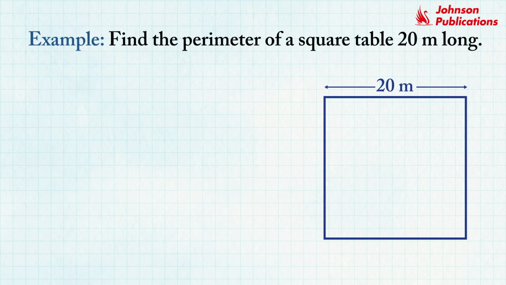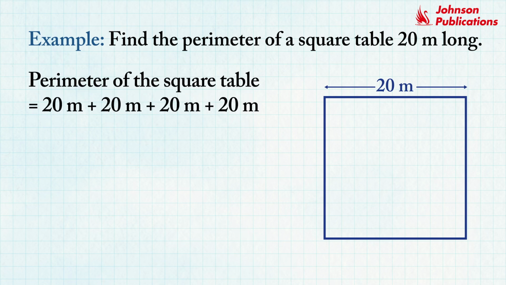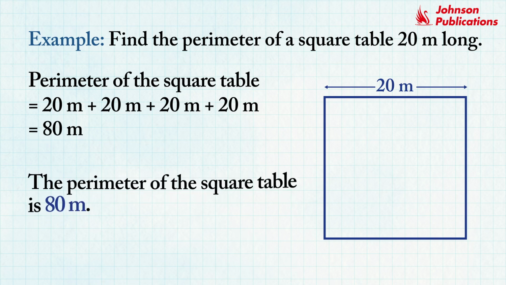Example, find the perimeter of a square table 20 meters long. As all the sides of a square are of equal length, the perimeter of the square table is equal to 20 meters plus 20 meters plus 20 meters plus 20 meters equals 80 meters. The perimeter of the square table is 80 meters.